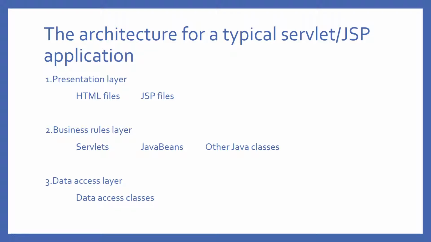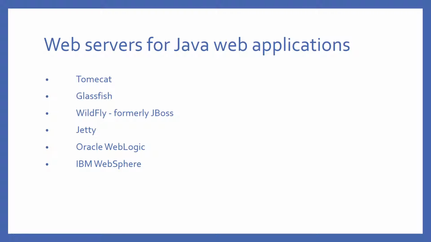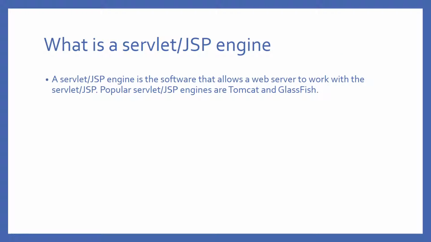The architecture for a typical Servlet and JSP application: 1. Presentation layer: HTML files, JSP files. 2. Business rules layer: Servlets, Java Beans, other Java classes. 3. Data access layer: data access classes. Web servers for Java web applications: Tomcat, Glassfish, Wildfly (formerly JBoss), Jetty, Oracle WebLogic, IBM WebSphere. What is a servlet/JSP engine? A servlet/JSP engine is the software that allows a web server to work with servlets and JSP. Popular servlet/JSP engines are Tomcat and Glassfish.